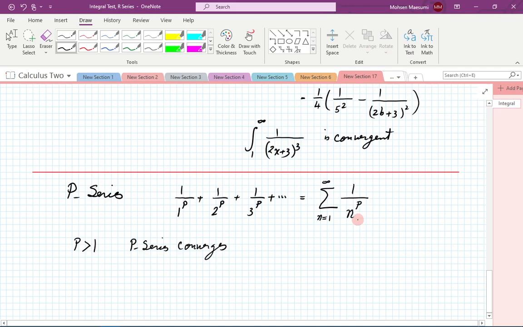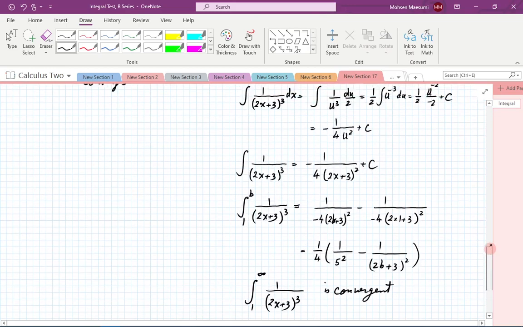You simply compare it against the integral of 1 over x to the power of p. If p is less than or equal to 1, then the p-series diverges. So for example, 1 over 1 cubed plus 1 over 2 cubed plus 1 over 3 cubed, and so on. This one converges.